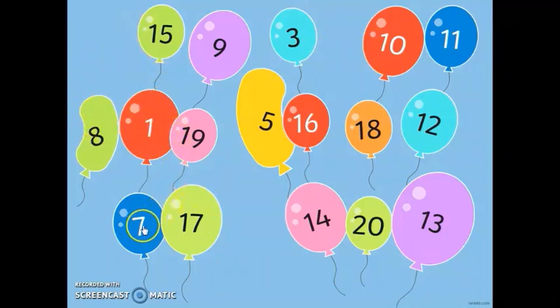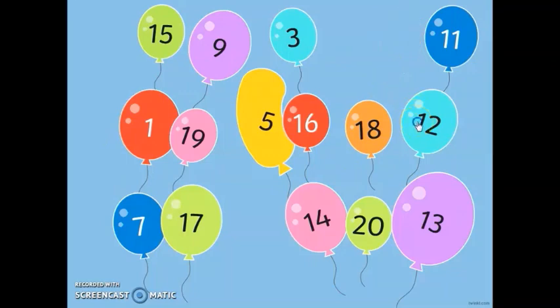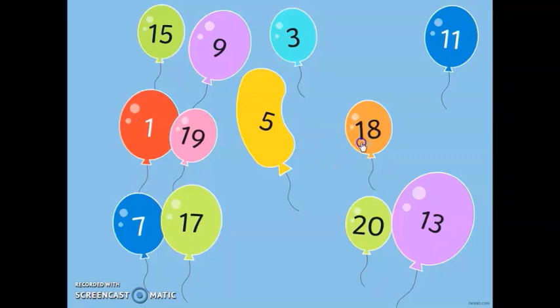Very good. Then 7? No, we'll skip and go to number 8. Then we have 10, 12. After 12, 13? Just remember, we always skip one number in counting 2s. After 12, we have 14. Then after 14, 16, 18, and our last number in counting 2s is 20. Good job, students. I hope you have enjoyed your activity by popping the balloons and recalling your counting 2s.